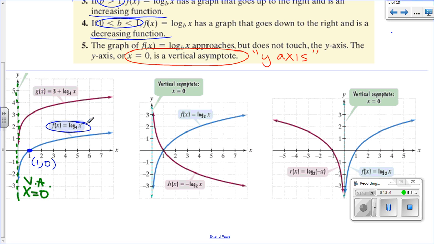And the graph in red is going to be a transformation of it. And as you can see, we have a 3 being added to the function, so to the y values. So that makes the graph move upward by 3 units. So this point that used to be on the x-axis now is here. But if you notice, the vertical asymptote did not change. We have the same vertical asymptote.